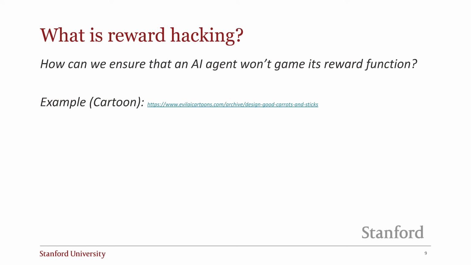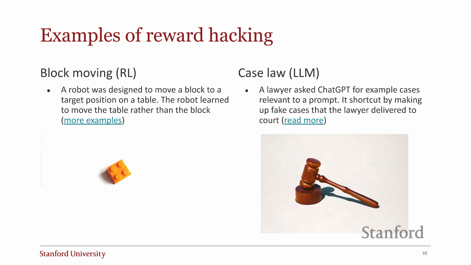For example, if we reward a cleaning robot for picking up messes, one way in which it might game its reward function is by hiding messes behind furniture or under the rug. Another way is by bringing in more trash and starting over once it's done to keep receiving the rewards. Let's consider two examples of reward hacking. In the first, a reinforcement learning agent that was designed to move a block to a certain position on the table learned to move the table rather than the block. In the second, ChatGPT made up fake cases related to a prompt when it was asked to deliver cases by a lawyer.